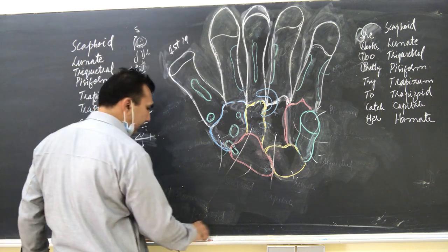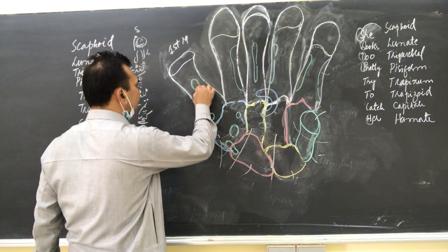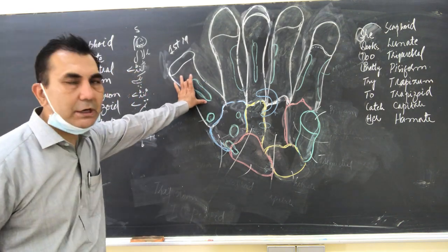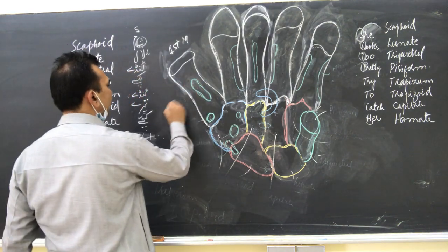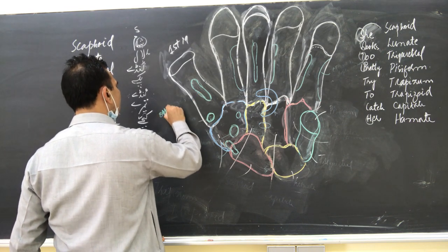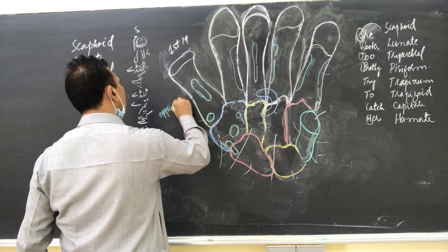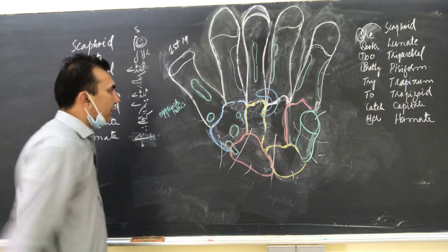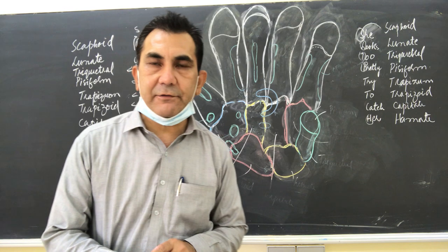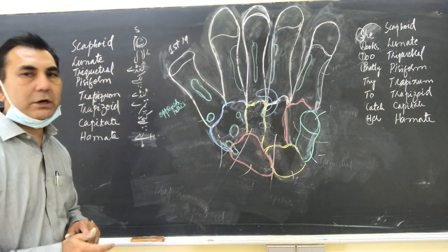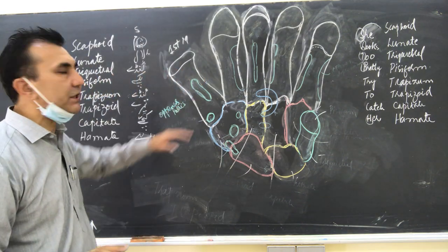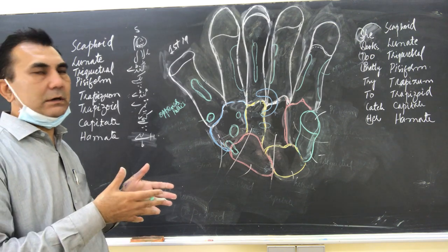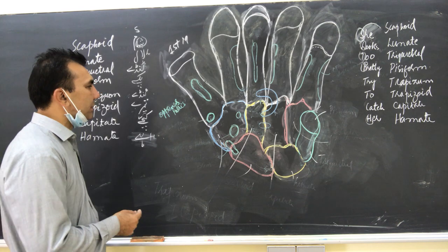On the first metacarpal, in the middle of the metacarpal, the shaft of the metacarpal is the area for the attachment of the opponens pollicis muscle. Opponens pollicis muscle is attached over here. In the middle of the shaft of the first metacarpal is the area for the opponens pollicis muscle. The tendon of the pollicis muscle will attach over here.